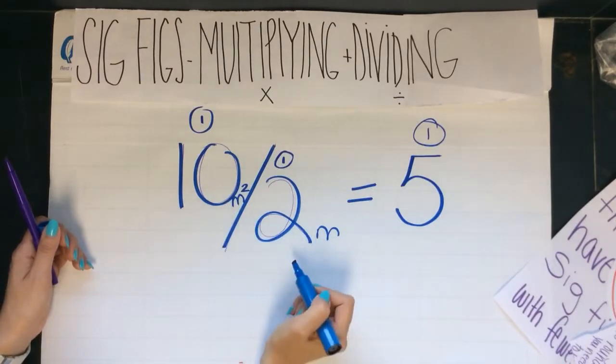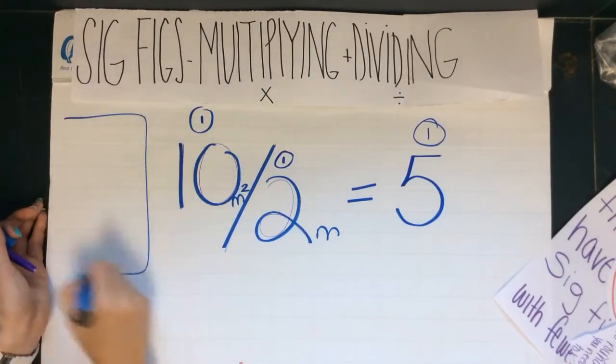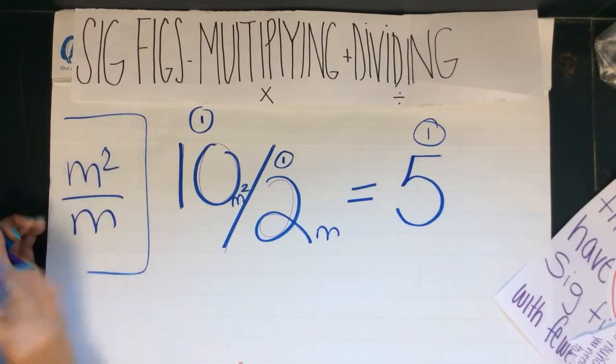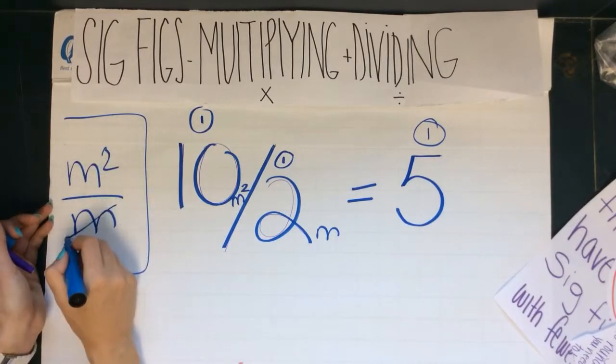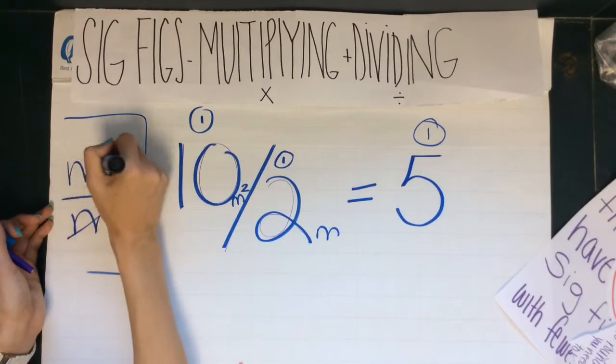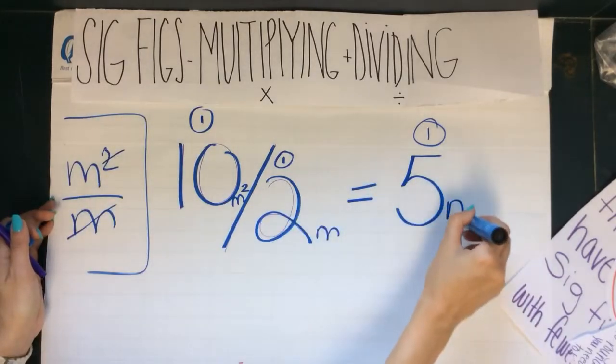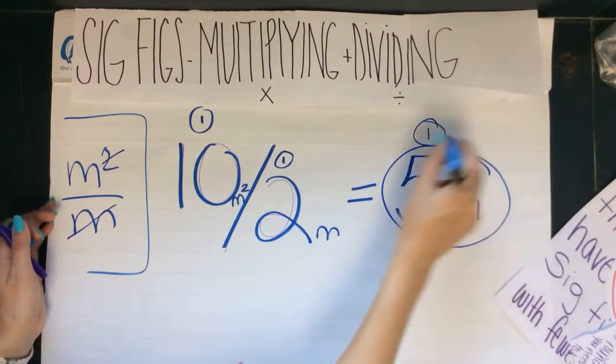Meter squared divided by meters. Let's take a look at that over here on the side. Meter squared divided by a meter. Think about math class. I have a meter on the bottom, and I can cancel out with one of the meters on top. So I'm still left with 1 meter on top, so 5 meters is my answer.